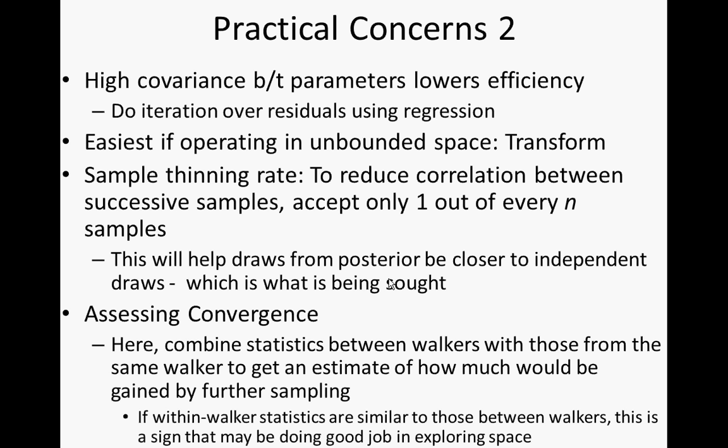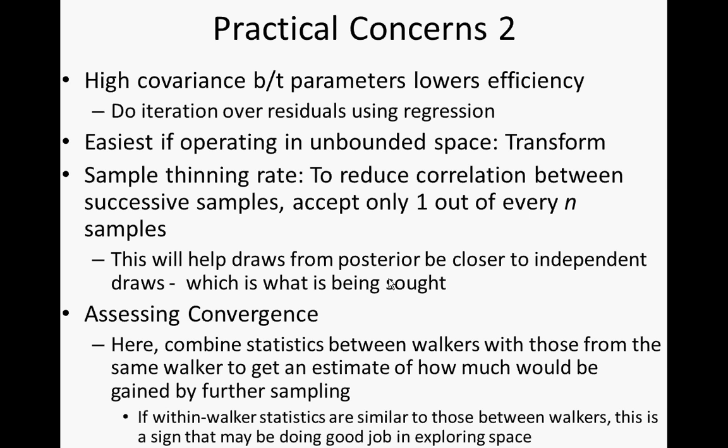If you have this high covariance between parameters in the posterior space, it really can lower the efficiency of the algorithm. And the suggestion here is you might want to decorrelate or eliminate much of the covariance by essentially doing a regression on some initial outputs from the model, and then you could do walking in a residual space.